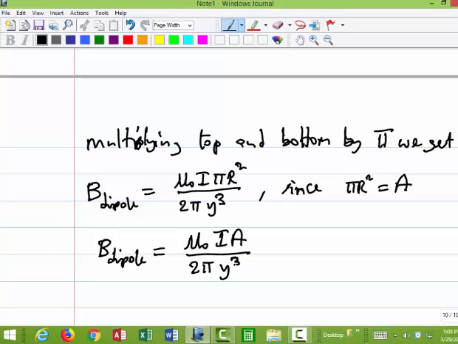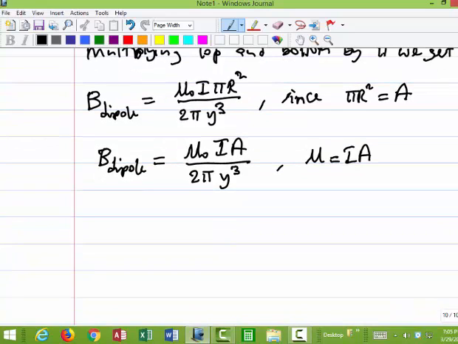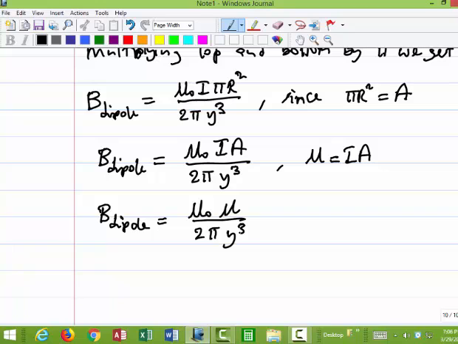We also know that the dipole moment is equal to current times area. So we'll replace that there, and we see that B dipole is equal to mu naught multiplied by mu divided by 2 pi y cubed. This tells us that the magnetic field of the current carrying loop depends on the dipole moment and is inversely related to the distance cubed, at some far distance away from the dipole. Questions on that?